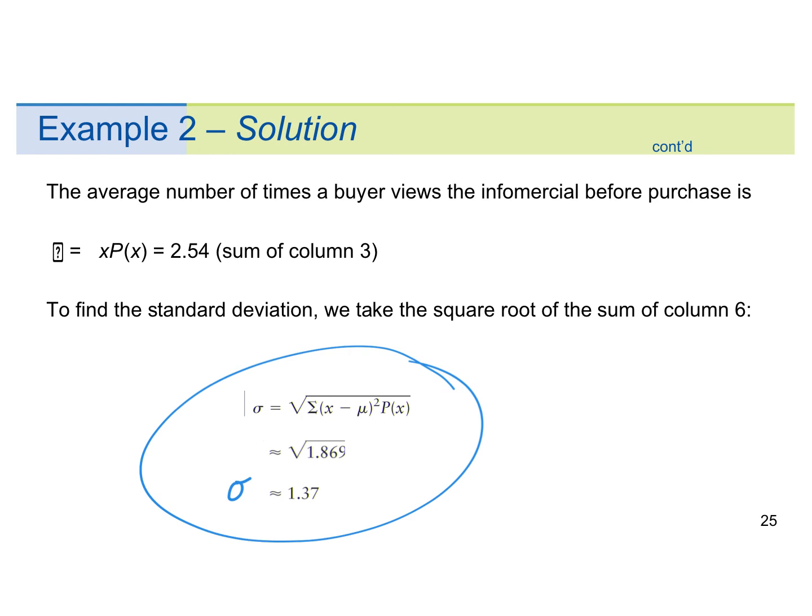Okay. So away from that 2.54, it's 1.37. So basically on average, 1.37 times you see a commercial you may buy.